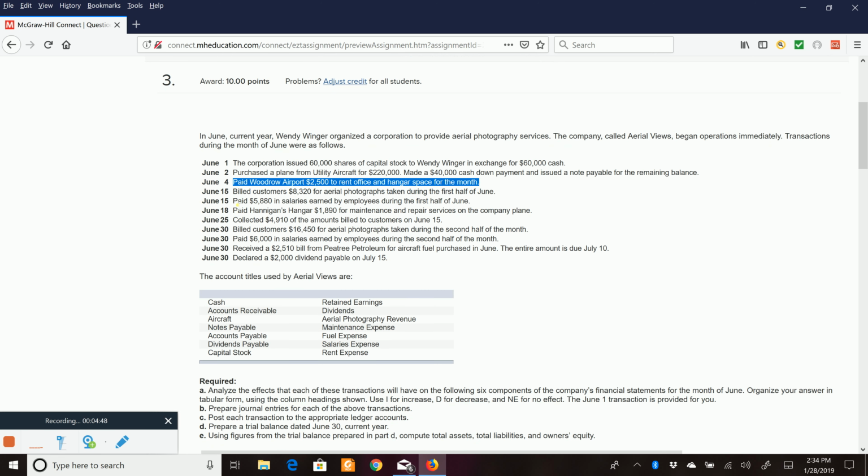Okay, then 11 days go by and nothing happens. I guess we're getting situated in our office space and we have our new aircraft. Now we took some photographs for our first customer, aerial photographs, and it says we billed those customers $8,320 for the aerial photographs taken during the first half of June. So what we're going to do here is we're going to record revenue.